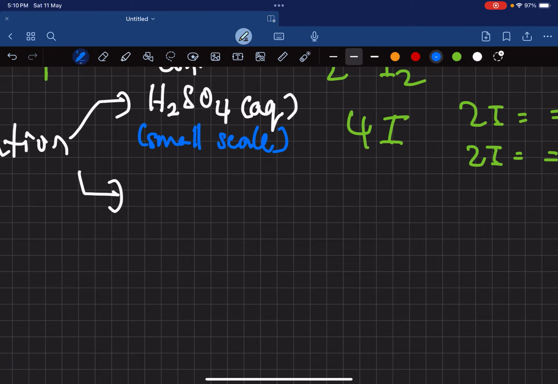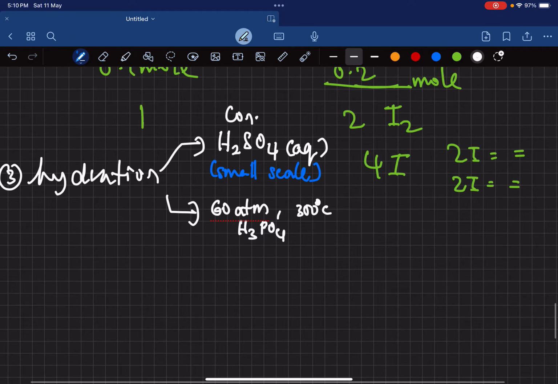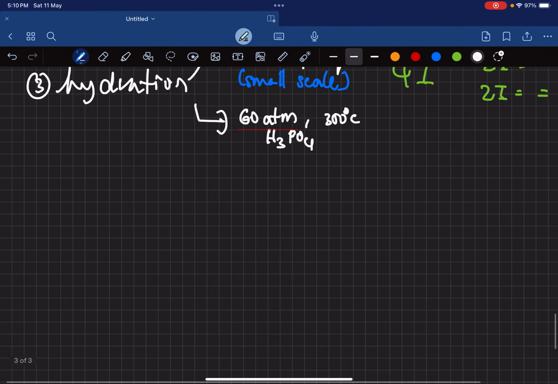But in industry what we do is we use 60 atmospheres. When I say we use, it makes it sound like I'm doing it. No, I'm not. 300 degrees Celsius, and they use a catalyst called phosphoric acid. Of course at 300 degrees water is no longer liquid, it's gas. So this is done at that temperature to produce, okay, what do you produce?